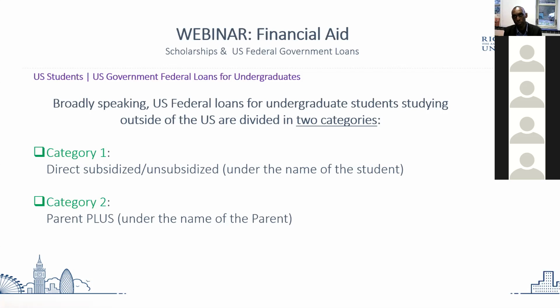So if you're a first-year student, you can get a maximum of $5,500. If you're a second-year student, you get $6,500. And if you're a third or fourth-year student, you get $7,500. And that is for the entire academic year.